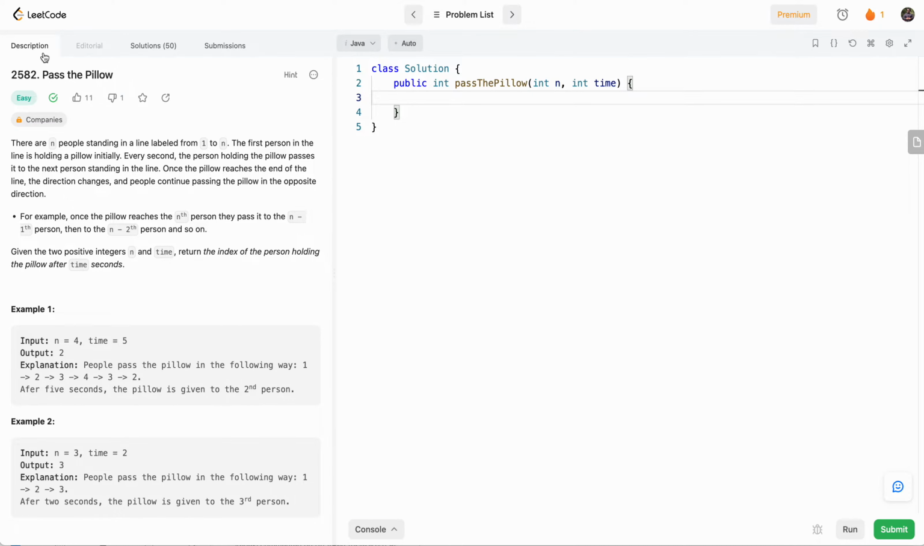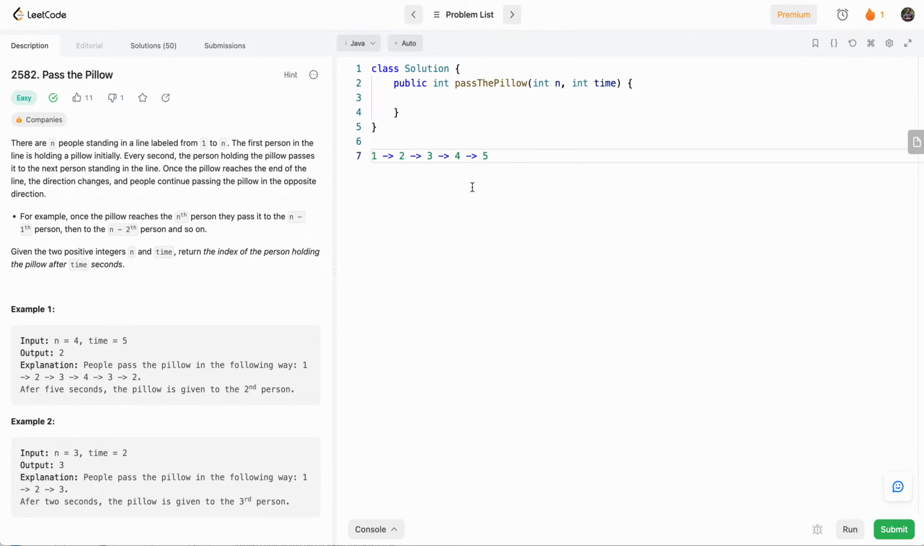In this one we'll do Leetcode 2582, Pass the Pillow. This was part of today's Leetcode contest. So there are basically n people standing in a line. You can imagine if n was 5, there'll be 1, 2, 3, 4, 5 people.